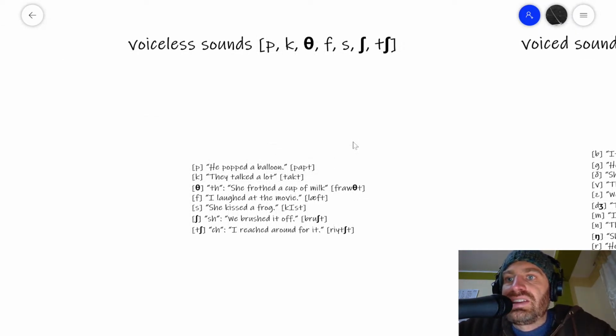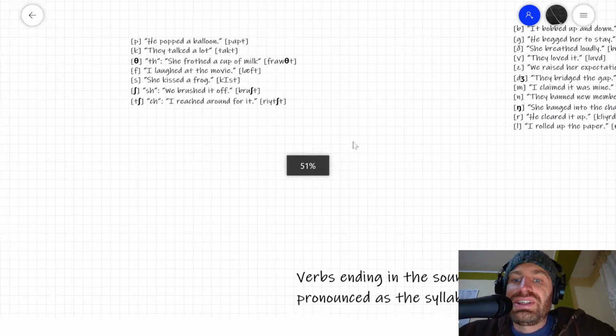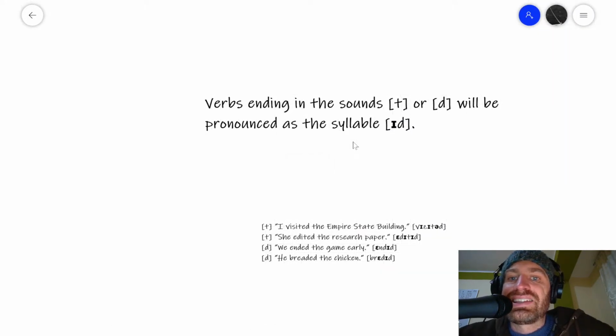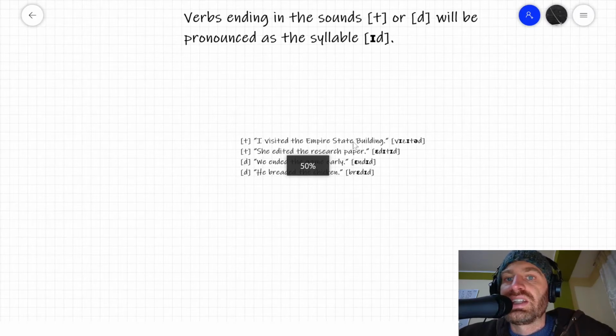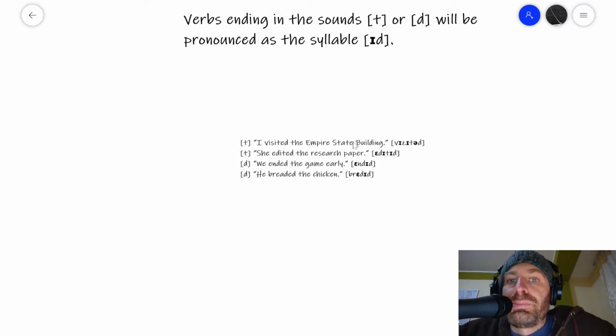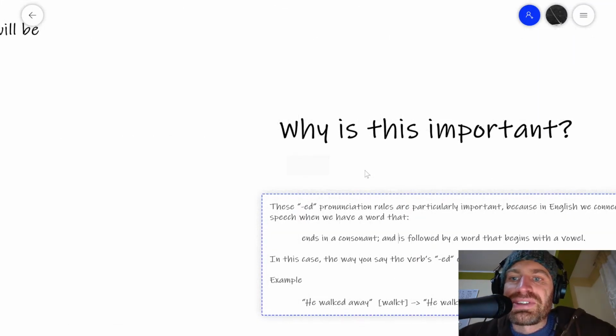So the sounds D and T are in the same position in your mouth. It's just that one is voiced and one is not voiced. So this is the basis of this difference. A more important difference is when the verb ends in the sound D or T. In this case, it would be pronounced with an extra syllable, id. So for example, I visited the Empire State Building. She edited the research paper. We ended the game early. He breaded the chicken.